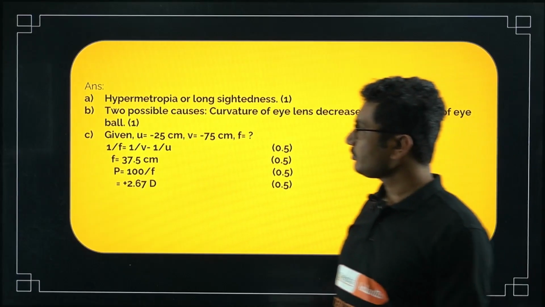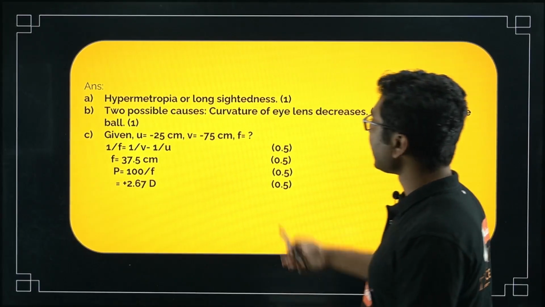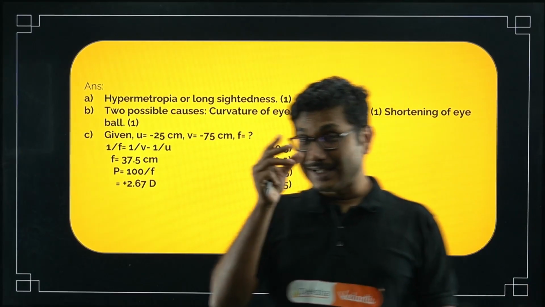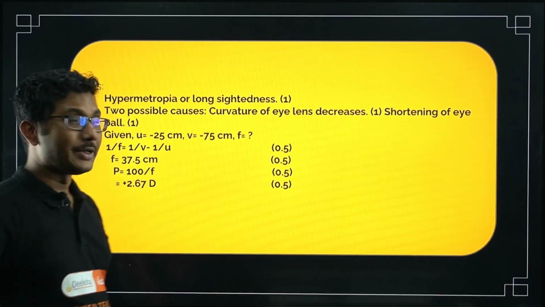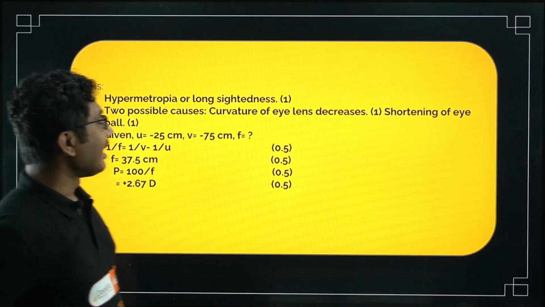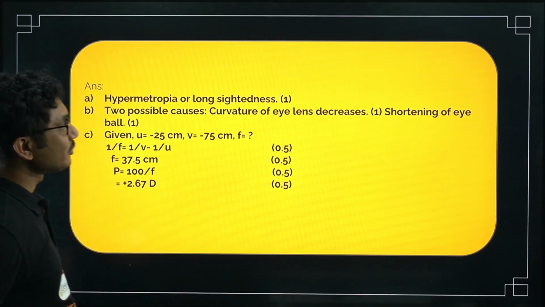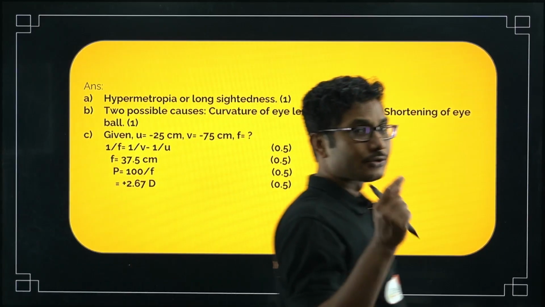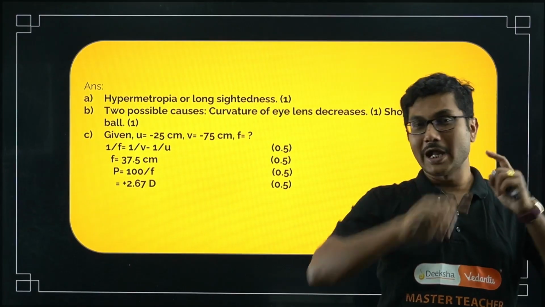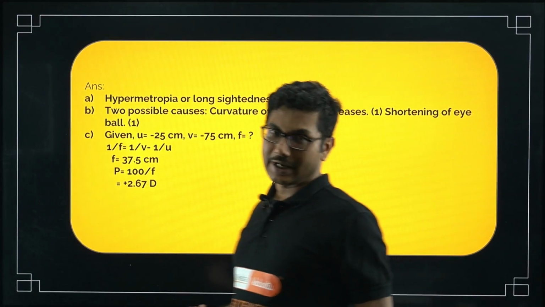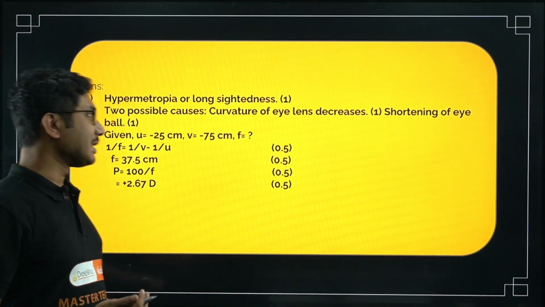Okay. So two possible causes are that the curvature of the eye lens decreases, so your eye lens becomes a little bit thinner, and shortening of the eyeball. So your eyeball is shortened so that the rays are now forming behind your retina, so the retina is not getting enough light to focus it, right? So these are the two main reasons, right?